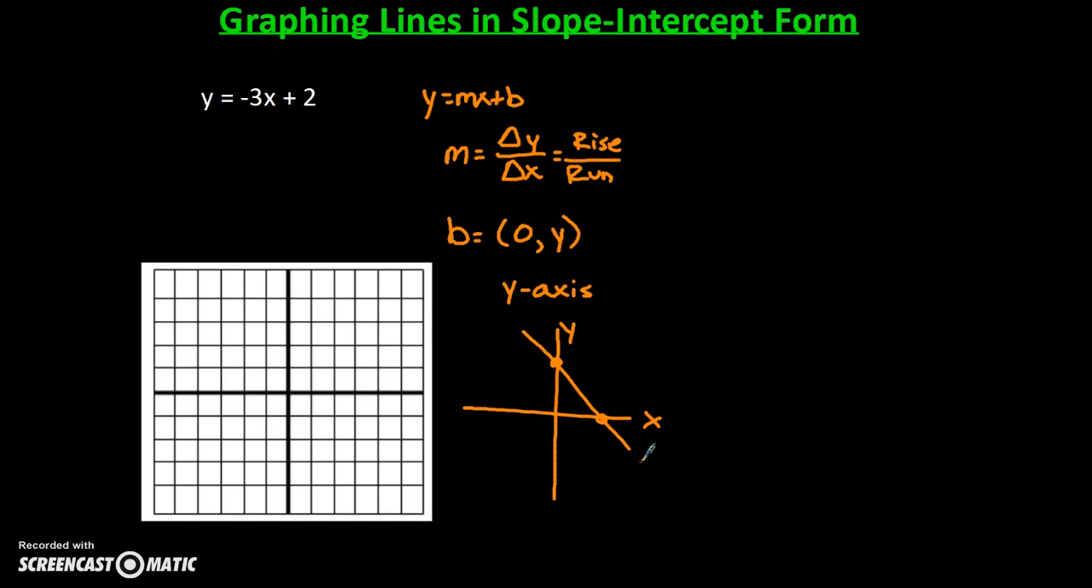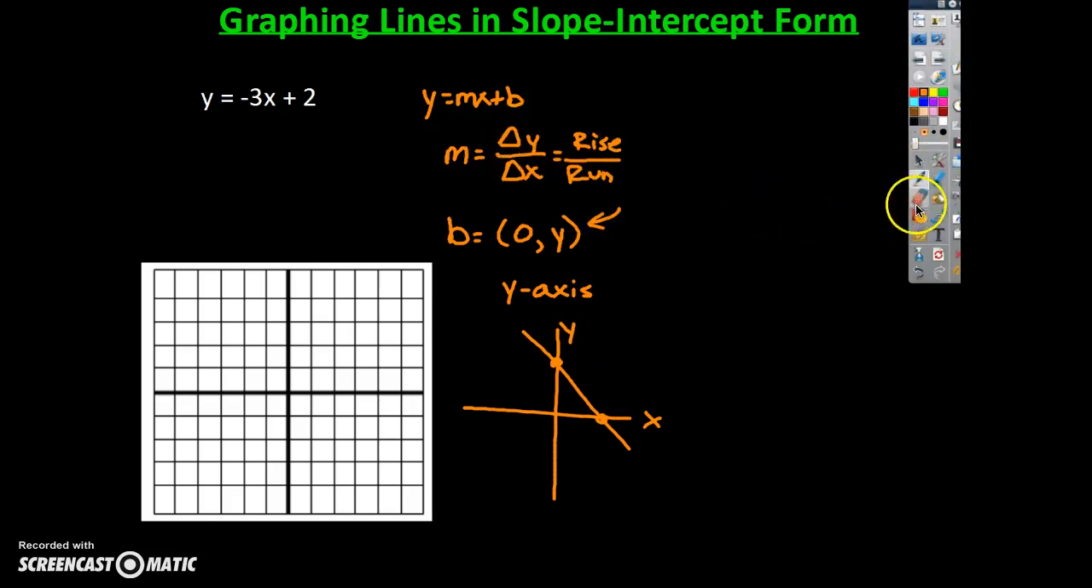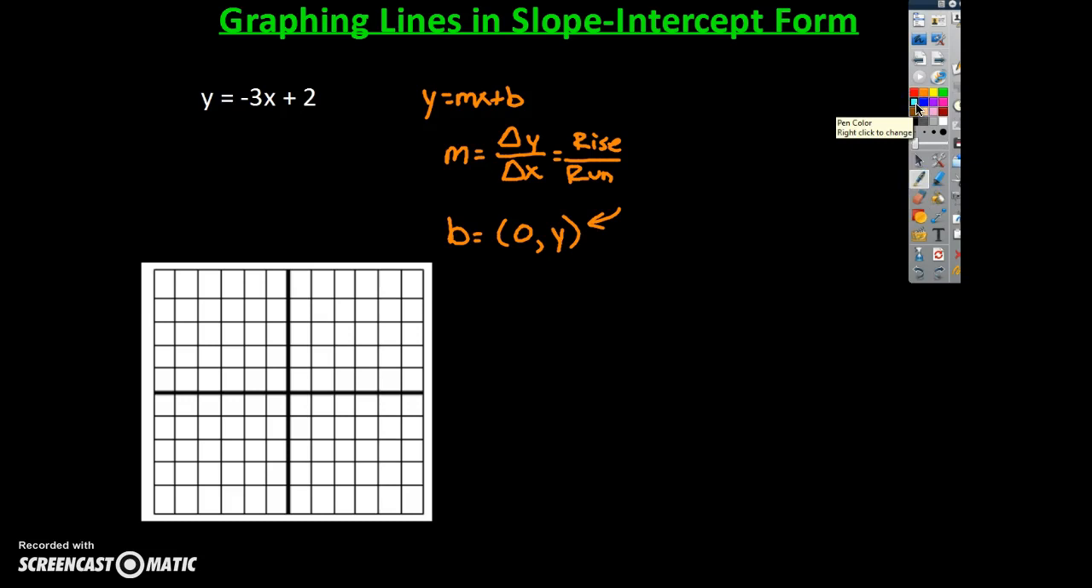So we're going to be doing something similar, graphing these lines, but the only difference is now I just need one point, my y-intercept, and my slope, my change in y over change in x. So the first thing we have to do is identify what our slope is and what our y-intercept is.